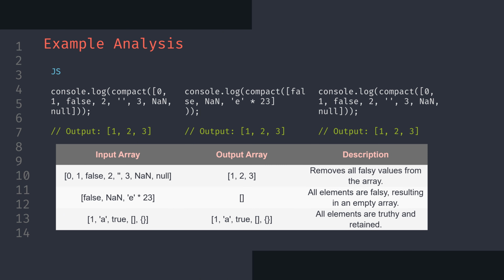This table provides a deeper analysis of how the compact function handles various test cases. For instance, in the first case, all falsy values are removed, leaving the array of 1, 2, and 3. In the second example, all elements are falsy, so the result is an empty array. Finally, the third example demonstrates that when all elements are truthy, the array remains unchanged.